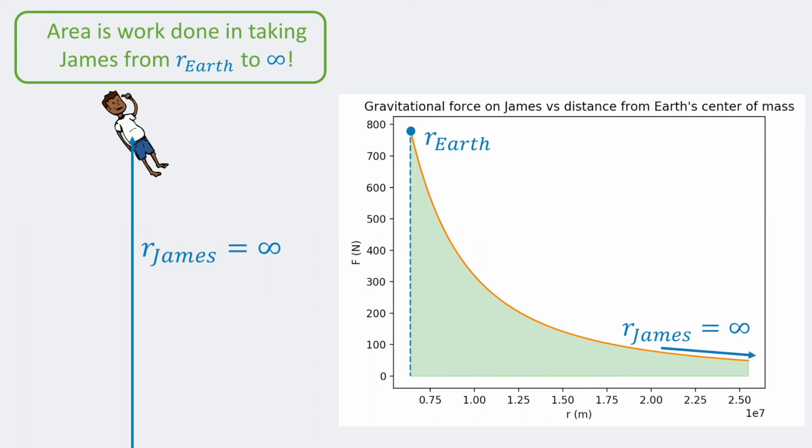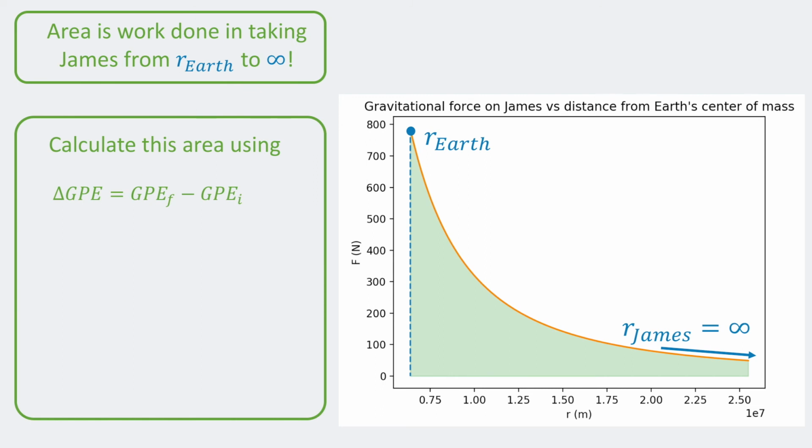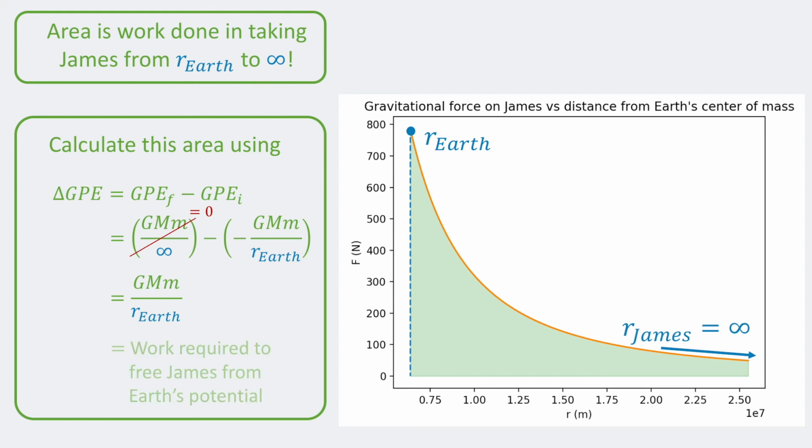Well, the area is the work done in taking James from the radius of the Earth away to infinity. And this is what we calculated before as well. The change in gravitational potential energy is the final minus the initial. The final, as we saw before, is just 0 because we're dividing by infinity, minus negative GMm over radius of Earth, which gives us GMm over radius of Earth. So this is the work required to completely free James from Earth's potential.